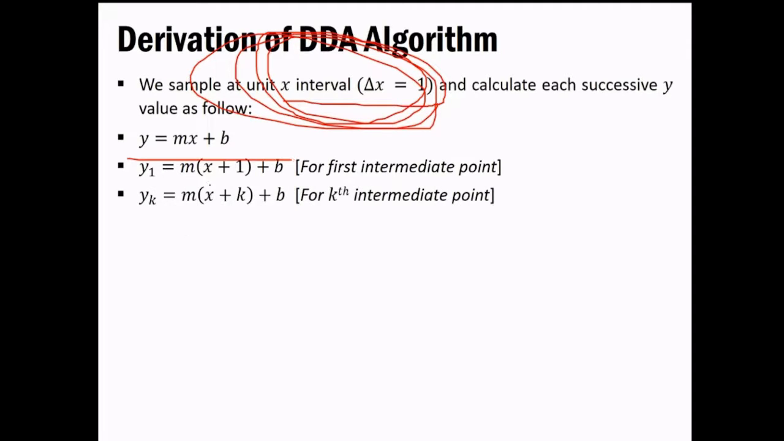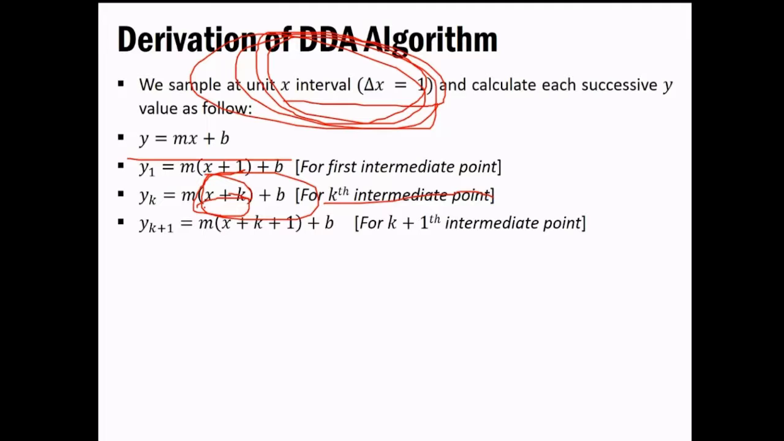Okay, so that would be giving us x plus 1. Similarly, it is not like that it is only for 1 or 2, we don't know the number of points that we are going to have, so we have to take it for the kth intermediate point. So we have to take x plus k for our understanding. That would be represented by yk, that is for the kth intermediate point.